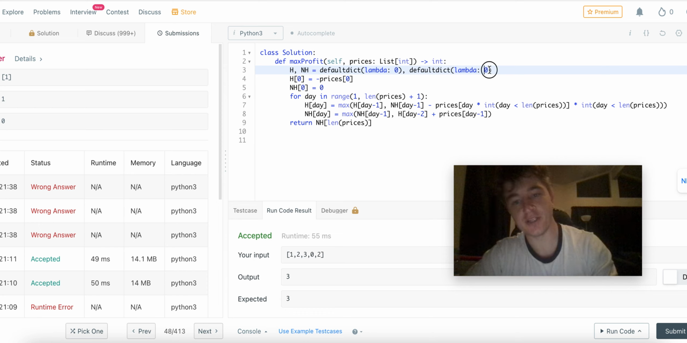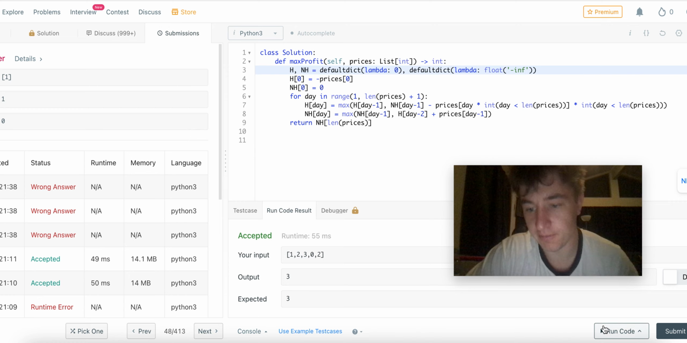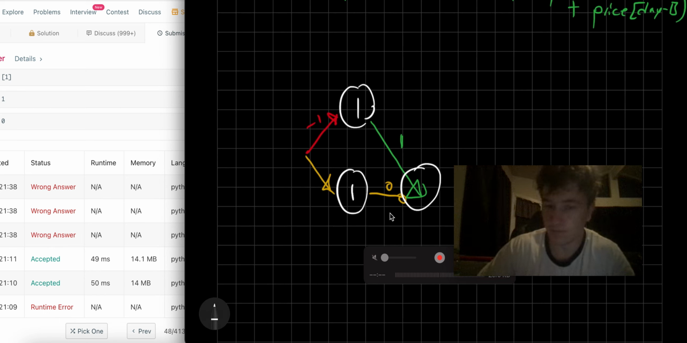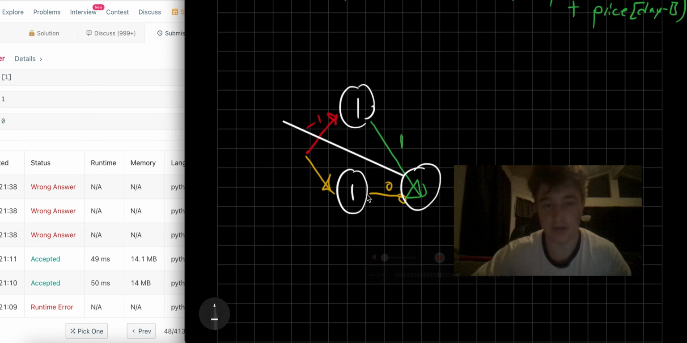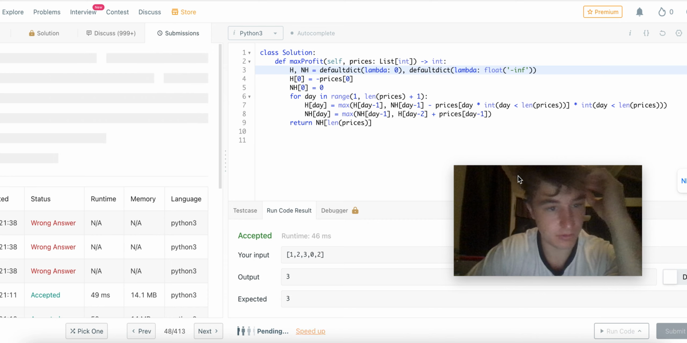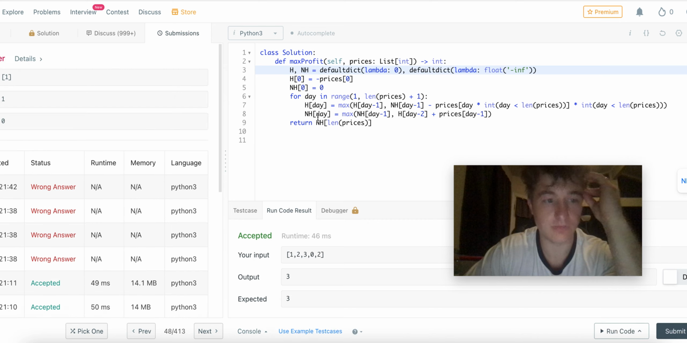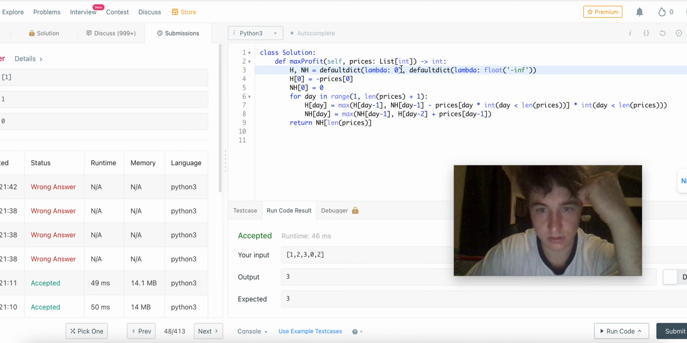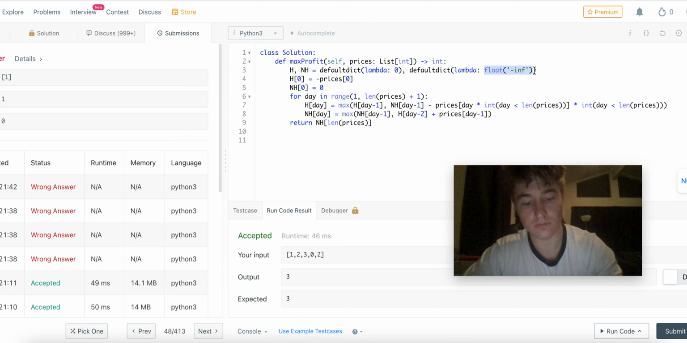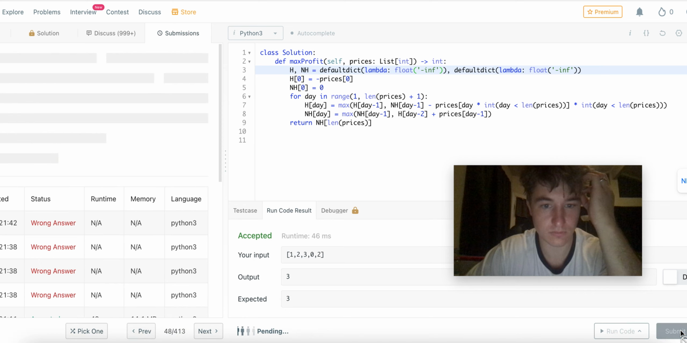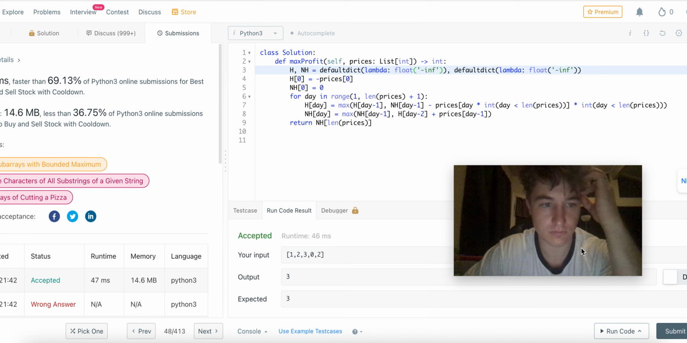I guess because day minus 2 is non-existent, right? So if I set this to negative infinity, the problem is it's trying to reference a day that's like back here. Right, but there's no day back here, so you can't do that. So maybe that'll fix it. Try to get cute, and then everything messes up. It's usually how it goes. Why is it still saying 1? All right, there we go.